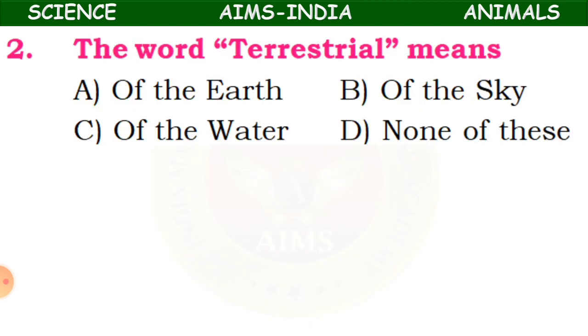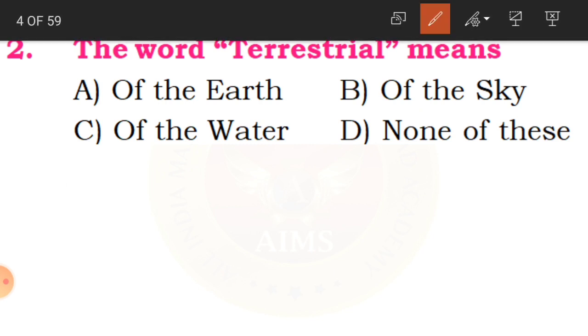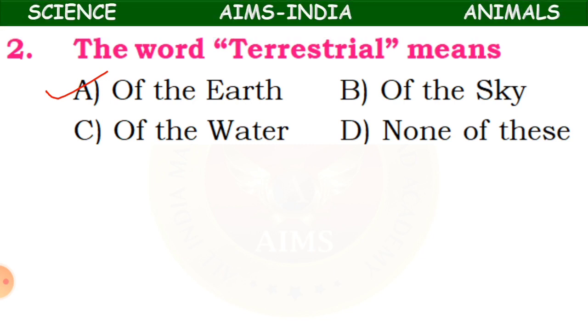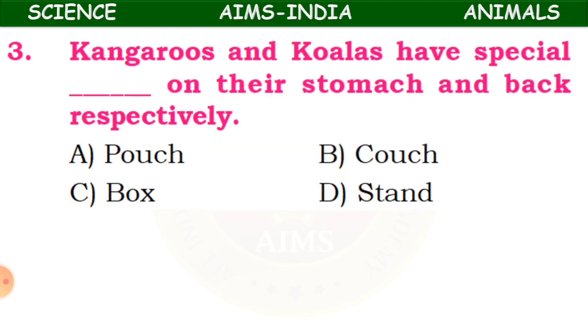Now the word terrestrial, what does terrestrial mean? Just now I said, what is it? Is it A, of the earth, B, of the sky, C, of the water, or D, none of this? So which word means terrestrial? It is of the earth. Okay children, all that live on the earth are called terrestrial animals. Clear, children? The next question.